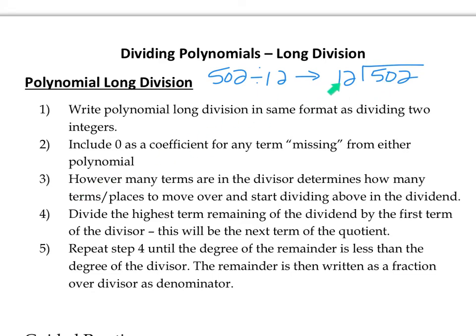And then we're going to start here. How many terms are in the divisor? This is the divisor, what we're dividing into the other number. It determines how many places to move over and start dividing. So just like here, there's 12, so I'm going to start over here above the 0. I'm going to go over 2 places.